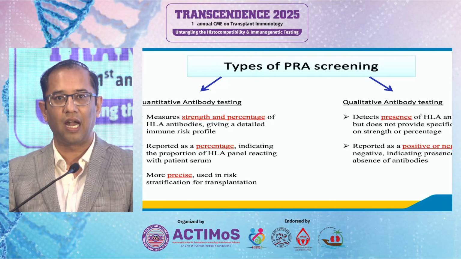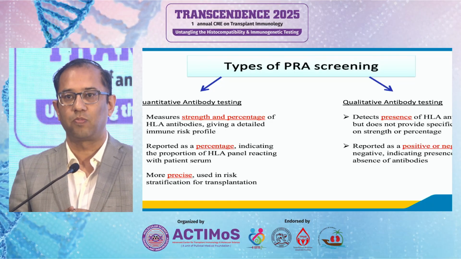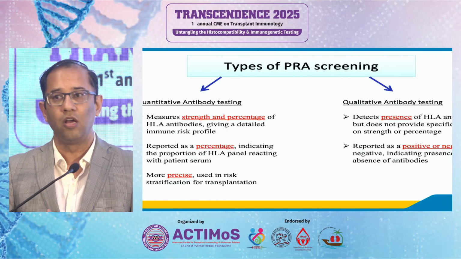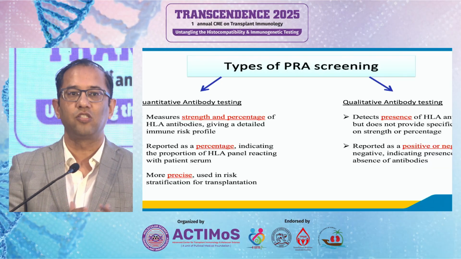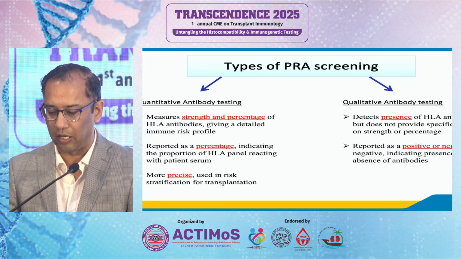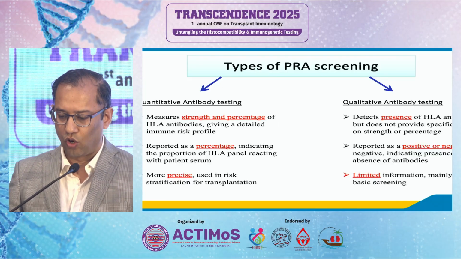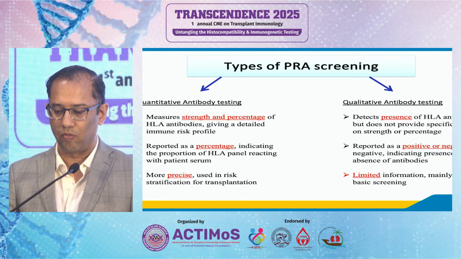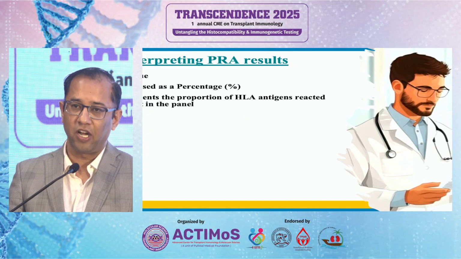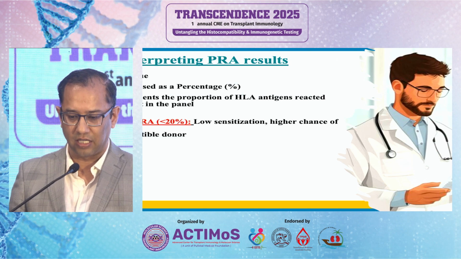But this is also very handy, because if there are antibodies present, you can always go and determine whether they are donor specific or non-donor specific. Whereas if they are absent, it means there are no antibodies, and therefore the likelihood of having a donor specific antibody is almost negligible. So it gives this positive or negative information, but still it is used in the basic screening of the test. So interpreting PRA, obviously it is expressed as a percentage.